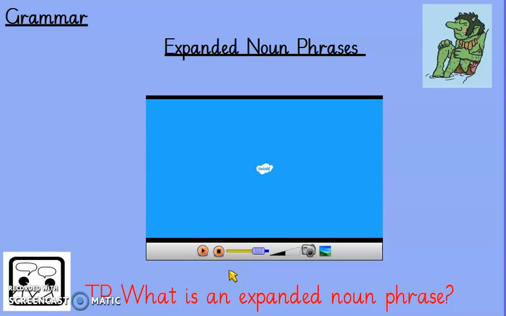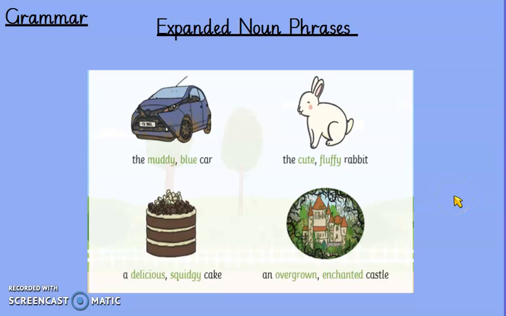Okay, so goats was the noun in this example, and plump and juicy were the adjectives. So you're describing what the noun is. Okay, so here are a few examples. My first one is the muddy blue car. Now car is the noun, and muddy and blue are the adjectives. They're describing what the car looks like.